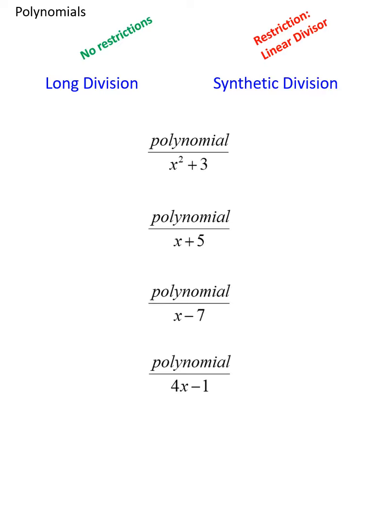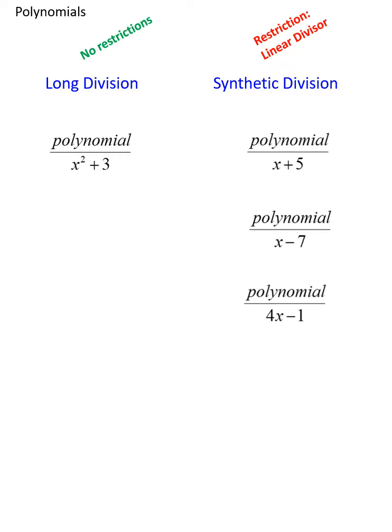Let me clarify. In this first example, one would have to do long division because you have a quadratic denominator and that's your only option. For the other three problems, because all three denominators are linear, meaning they all have x to the 1st as their highest exponent, all three of those problems are eligible for synthetic division. Again, not that you have to use it, because long division is doable on those problems as well. But they are eligible for the synthetic division shortcut.